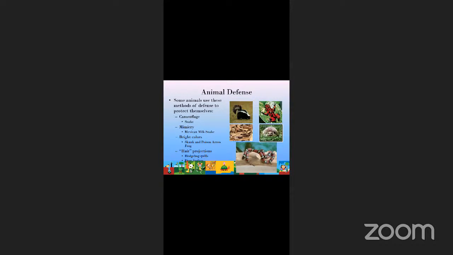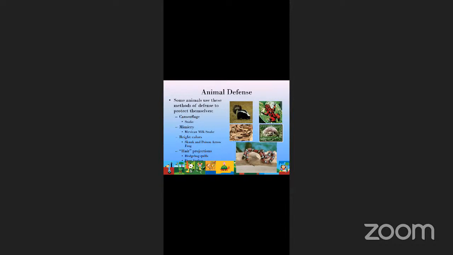Then next is defense mechanisms, how they defend themselves. You have different defense mechanisms. One is camouflage, which I told you about, where they change color according to the environment. Also, snakes produce venom, which is a chemical defense mechanism. That is another type. Then mimicry. You have the Mexican milk snake. It is like camouflage; it mixes with the environment and defends itself from predators.